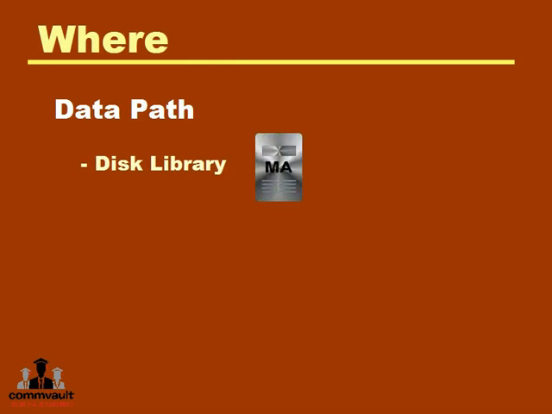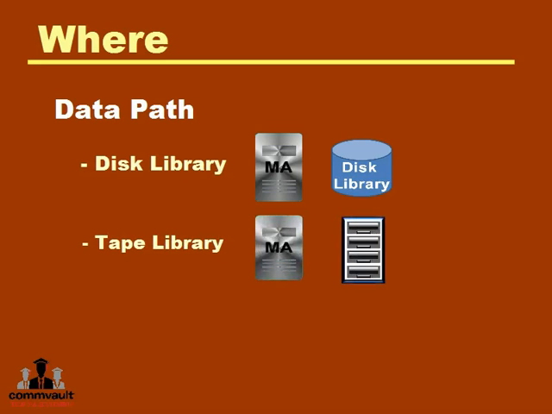For where the data will be stored, that is determined by the data path. For a disk library, the data path will be which media agent will move the data and what disk library will store the data. For a tape library, the data path will have a media agent and a removable media library. It will also have a drive pool, which allows you to specify which sets of drives in the library you want to use, and a scratch pool, which defines which set of tapes you want to use.